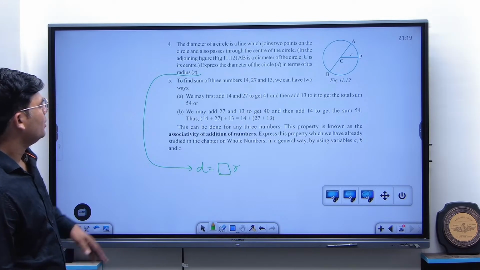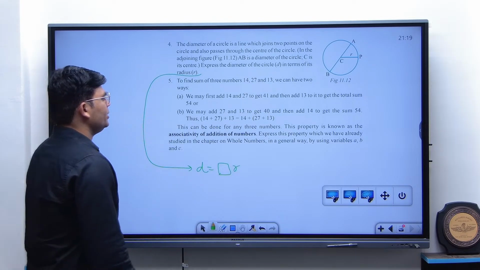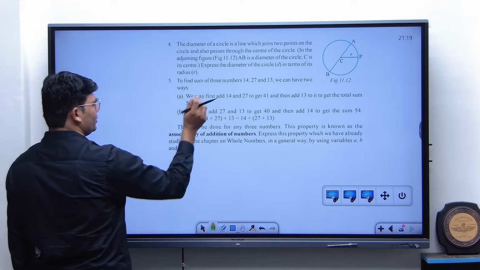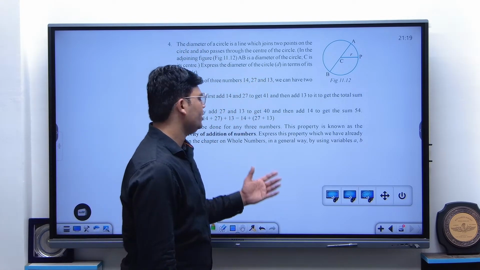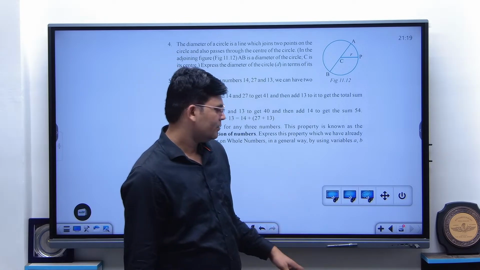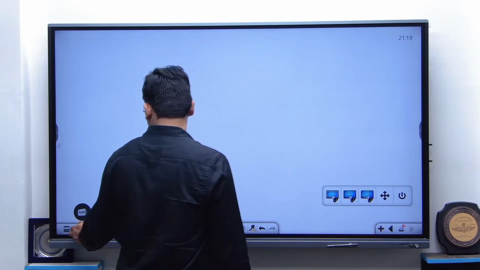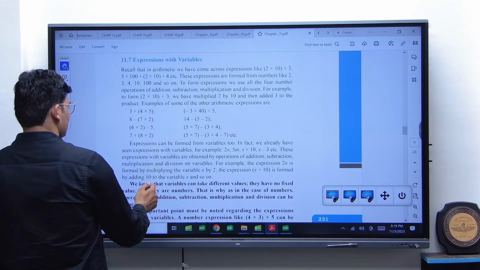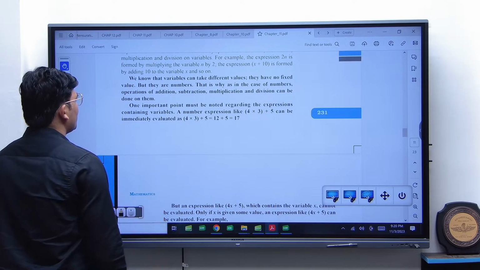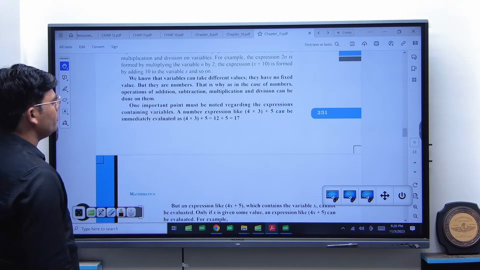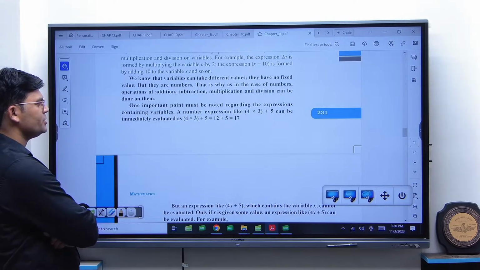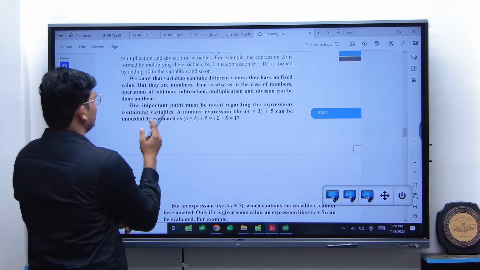To find the sum of 3 numbers 14, 27, 13, we can have 2 ways. One way is to add 14 plus 27. So you already know this property, the associative property. I'm not going to go into much detail on this. Expression of the variables. Variables can take different values. They have no fixed value, but they are numbers. That is why operations like addition, subtraction, multiplication and division can be done on them.